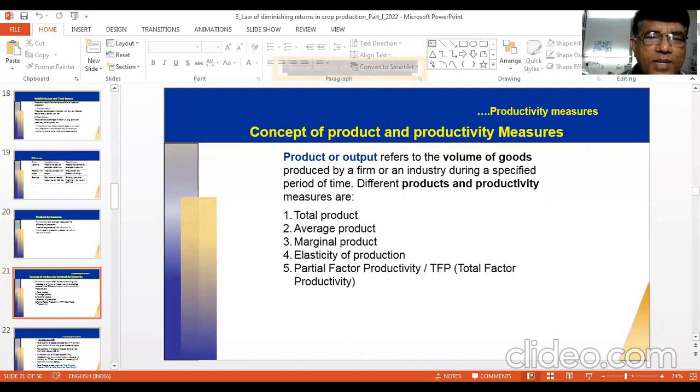Different products and productivity measures are, you must have come across, total product, average product, marginal product, elasticity of production, and partial and total factor productivity. So these are the measures by which we can measure the productivity of farm output.